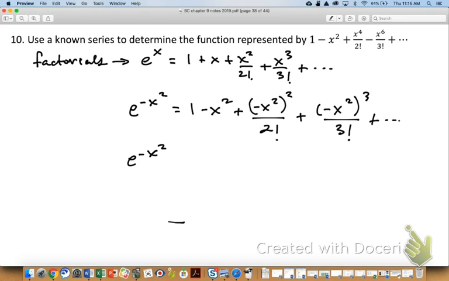So e to the negative x squared would be 1 minus x squared. Excuse me, a negative x squared squared is a positive, so it would be x to the 4th over 2 factorial. This would be minus x to the 6th over 3 factorial. And then we compare. And we say, does that look the same? Yeah, it does look the same.